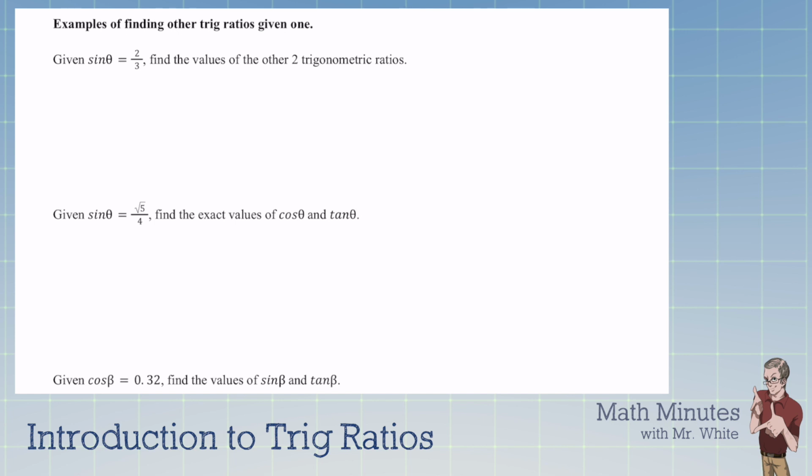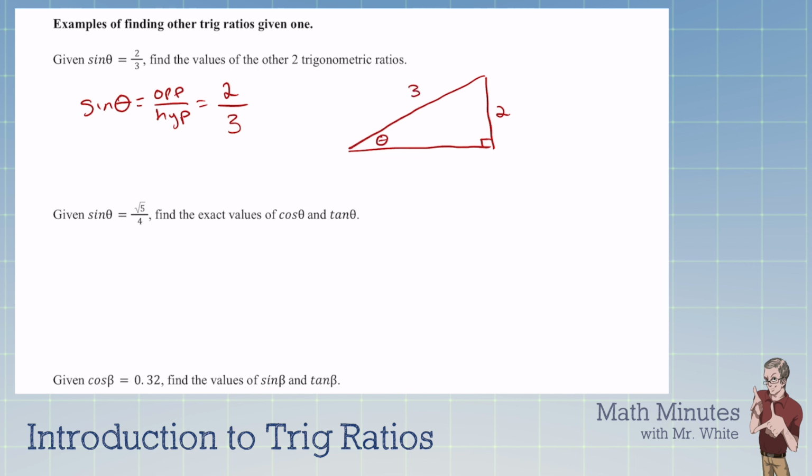So if I know that the sine is 2/3, remember sine is opposite over hypotenuse. So if the opposite is 2 and the hypotenuse is 3, what are the other trig ratios here? Well, let's set up a triangle, folks. So here's our theta. Opposite is 2, and hypotenuse is 3. So how could we figure out that other leg? Let's use the Pythagorean theorem.